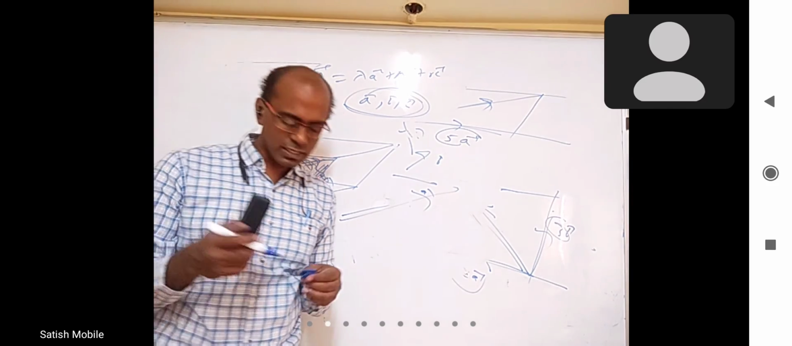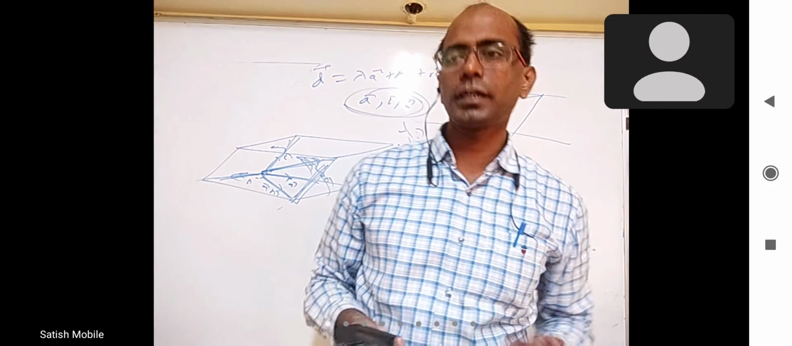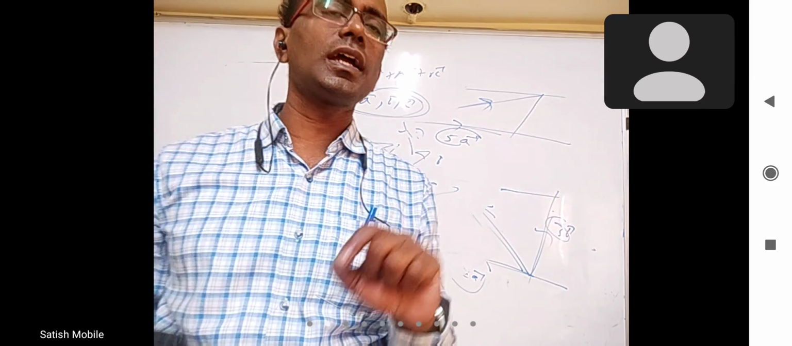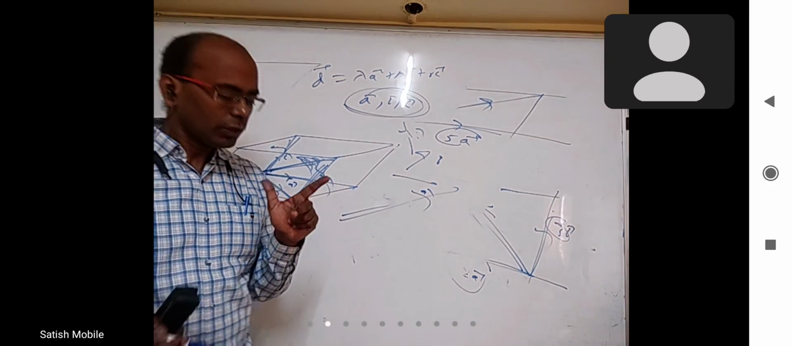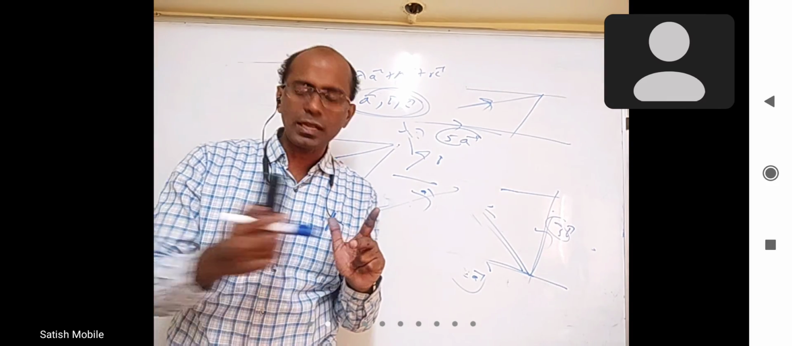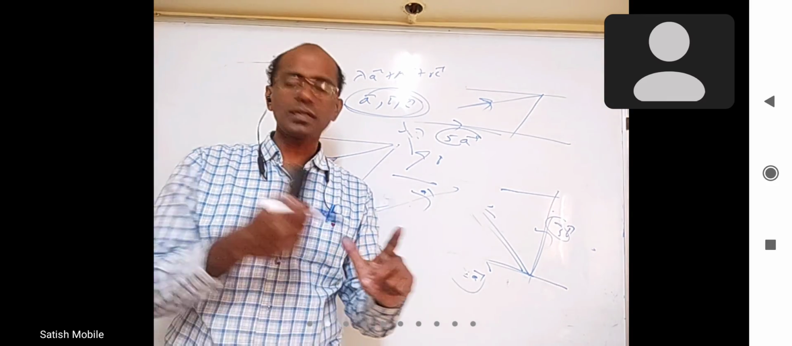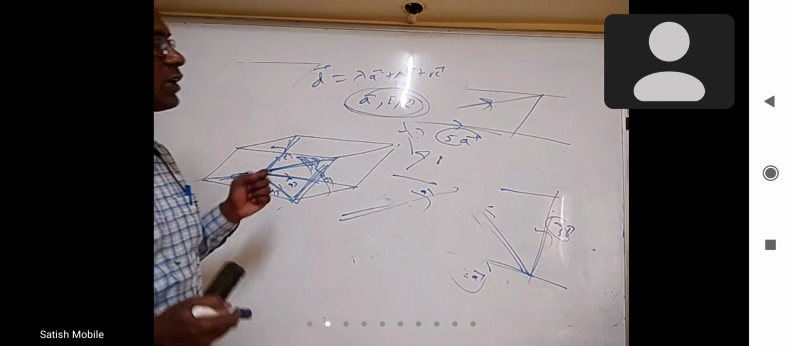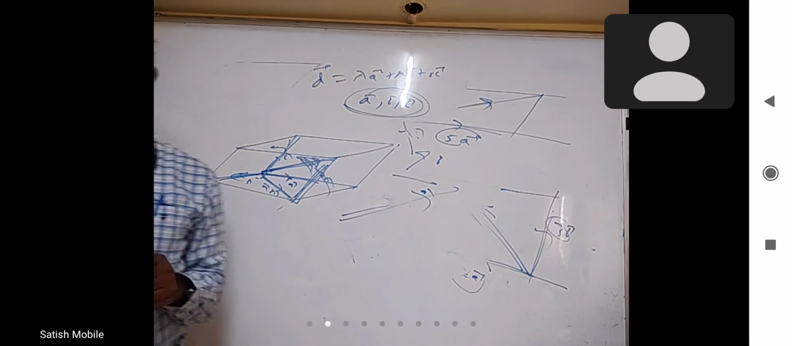In fact, this is the reason we have to define i, j, k. Unit vector along x-axis i, along y-axis j, and along z-axis k. Once you know i, j, k, any vector in the space can be written as some multiple of i plus some multiple of j, some multiple of k. When you add them, you will get that vector. That's why we take general vector as xi plus yj plus zk.